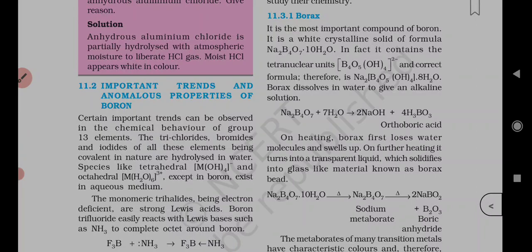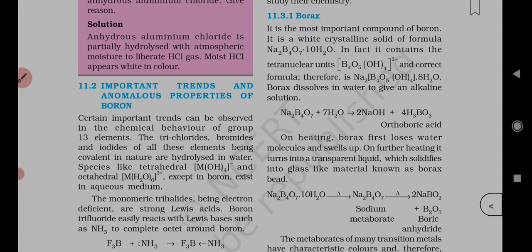So sodium metaborate. Then on further heating, it will form a transparent liquid which solidifies into glass-like material known as borax bead. So NaBO2 will form and boric anhydride B2O3 will form. So NaBO2 is borax bead.